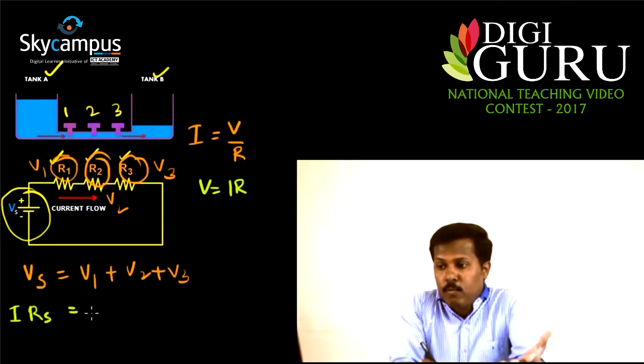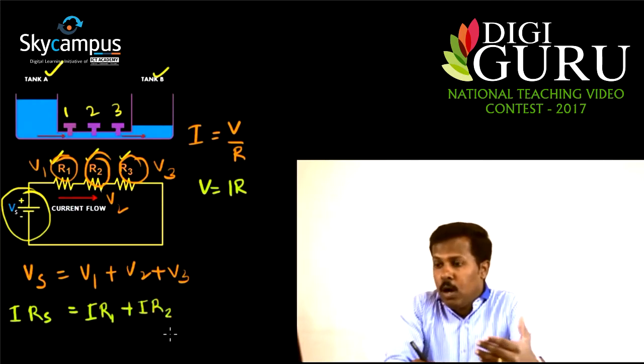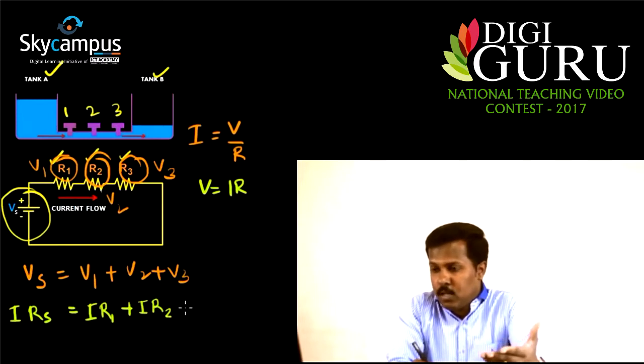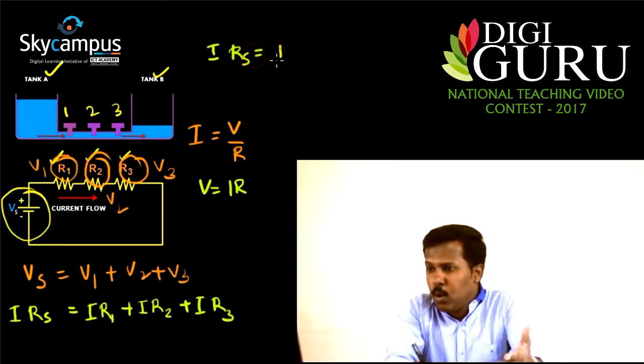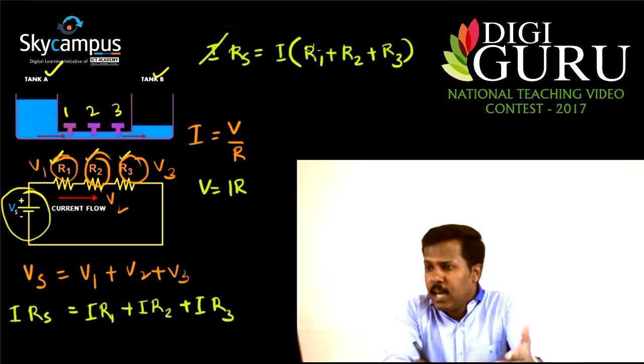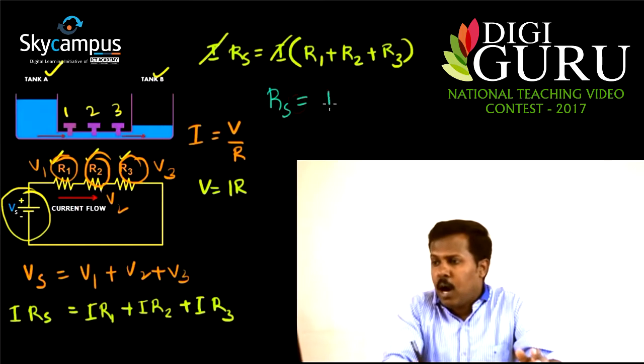How can we write V1? V1 can be written as I into R1, because the R1 resistor is creating the voltage drop V1, plus I into R2, where the R2 resistor is creating the voltage drop V2, plus I into R3. So how can we simplify it? I into Rs is equal to, we can take I common, so we can write R1 plus R2 plus R3, and if we cancel I from both the sides we can write Rs is equal to R1 plus R2 plus R3.